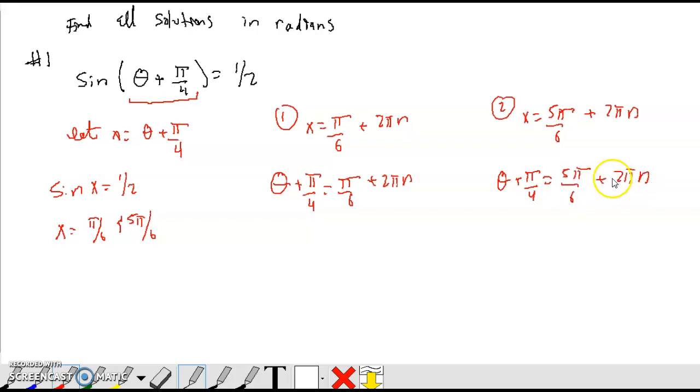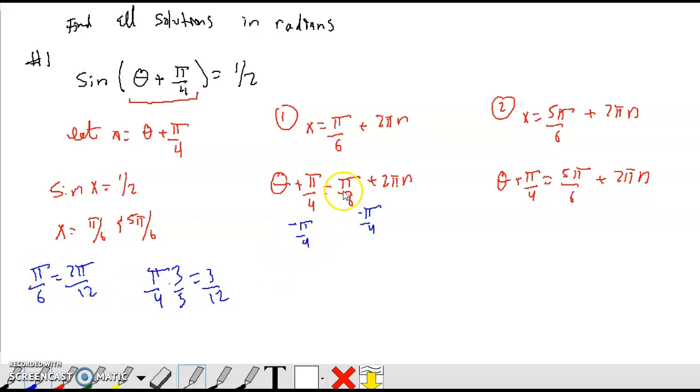Again, it looked challenging, but notice that instead of multiplying or dividing, I'm just going to be subtracting. I'm going to subtract pi over 4 from both sides. I'm going to make it a denominator of 12. So pi over 4 is really 3 pi over 12, and pi over 6 is really 2 pi over 12. So this becomes 2 pi over 12 minus 3 pi over 12, and then again plus 2 pi n. So theta is equal to negative pi over 12 plus 2 pi n.